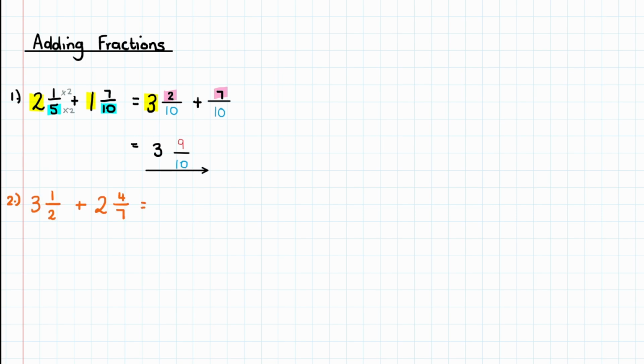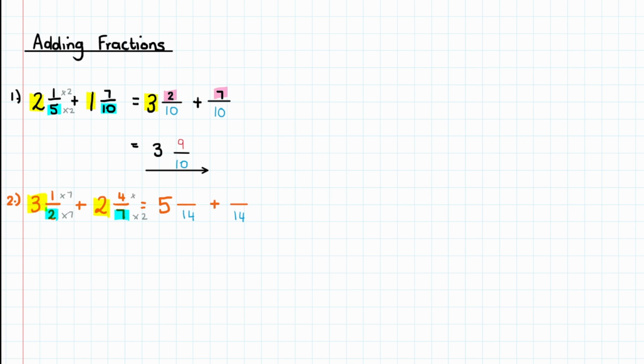In question 2, I've got 3 1/2 plus 2 4/7. Again, we begin by adding our whole numbers. 3 plus 2 is 5. Then we need to make our denominators the same. Well, I can't turn a 2 into a 7 or a 7 into a 2, so the quickest way to make the denominators the same is to just multiply them by each other. So I'll say 2 times 7 and 7 times 2. We know that we're going to get the answer of 14 for both fractions.